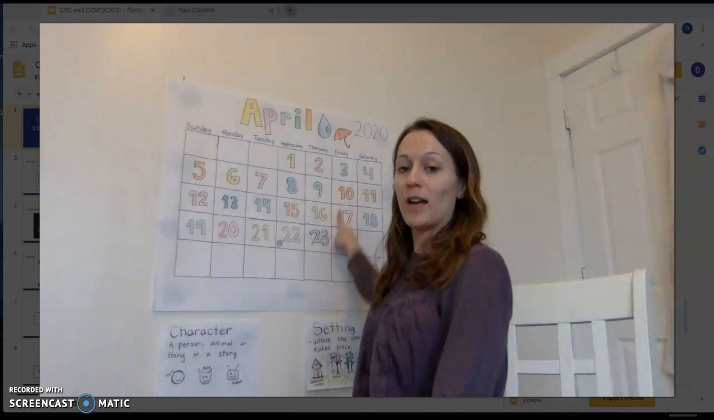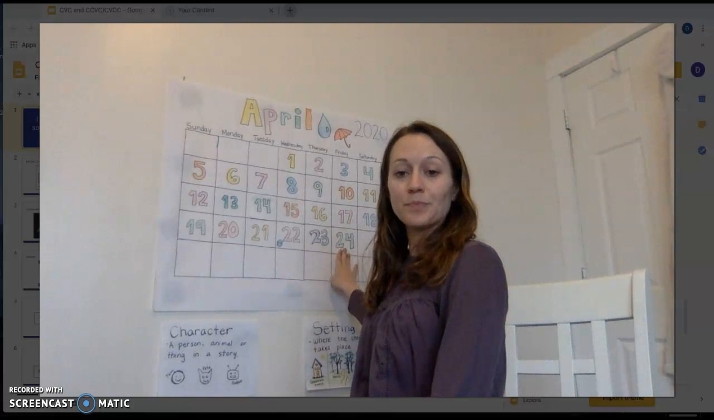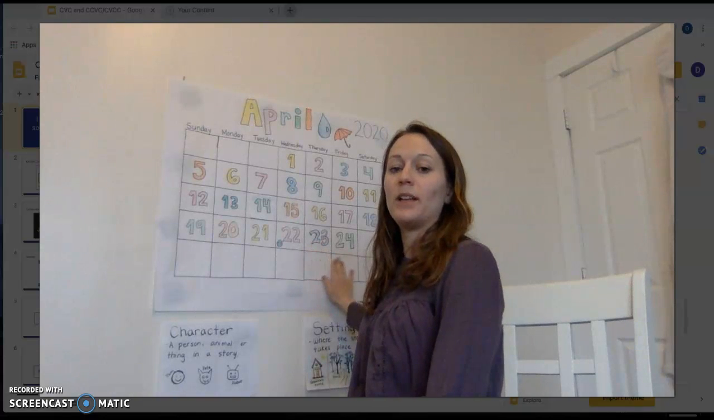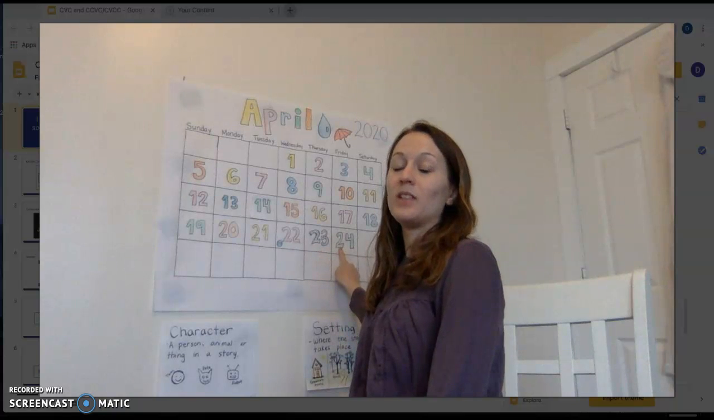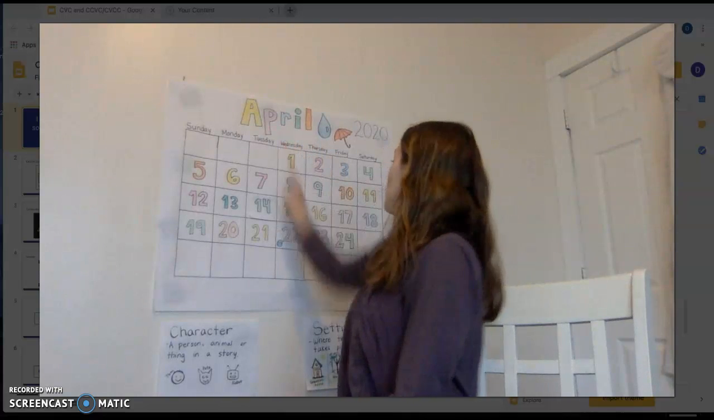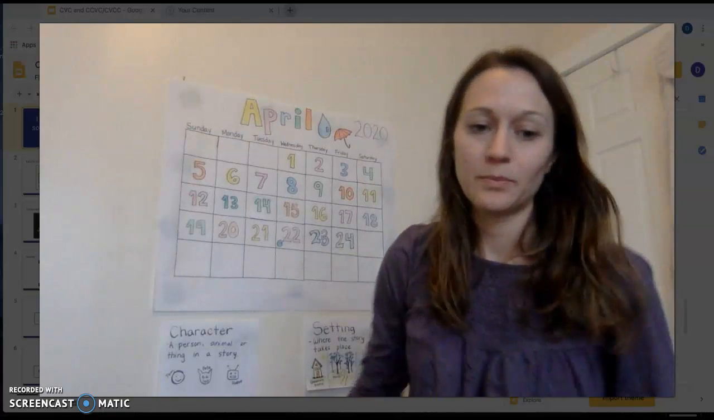If I follow Friday down, I'm going to see our date. Do you see what number it is? We can also think, if yesterday was April 23rd, what is today? Or what is one more than 23? 24. So my date is Friday, April 24th, and the year is 2020.